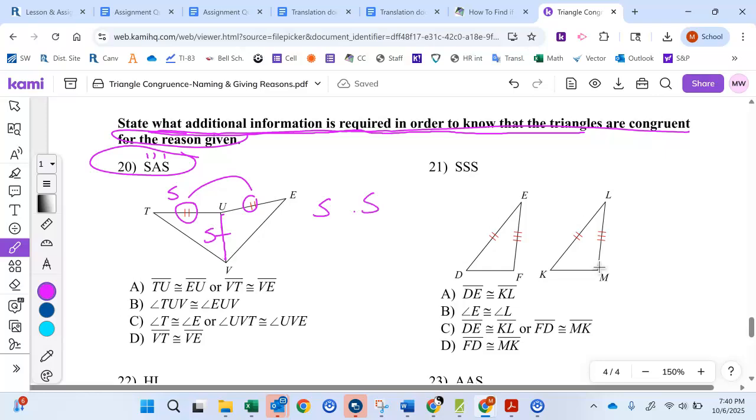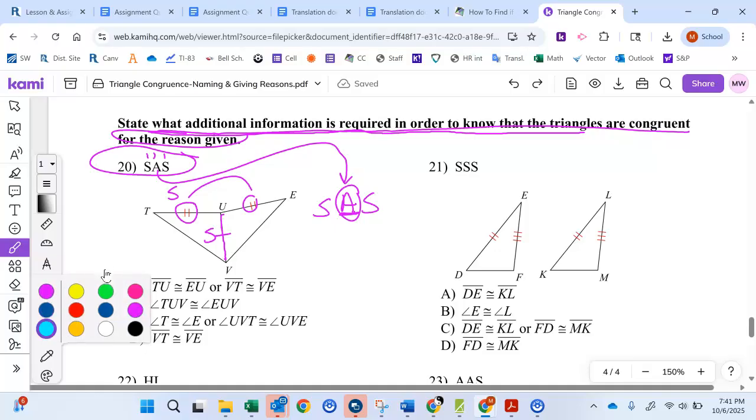So we have those 2, and in between them we need this one right here. We need an angle, right? So what angle is that? Well, it's got to be in between them. This is not in between them. This one right here would be the angle that we need. Let me make it red. How about that? That's what we need, this angle right here. What angle is that? That's VUT, which is the same as EUV.